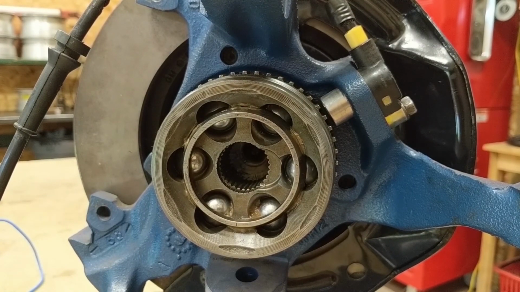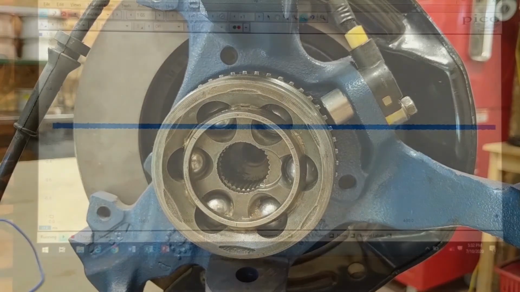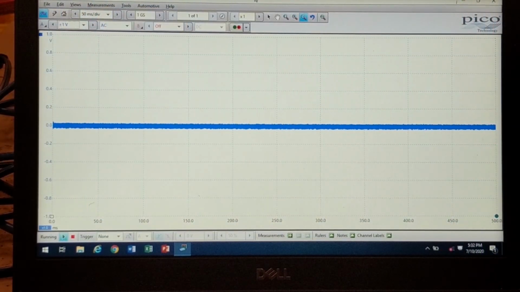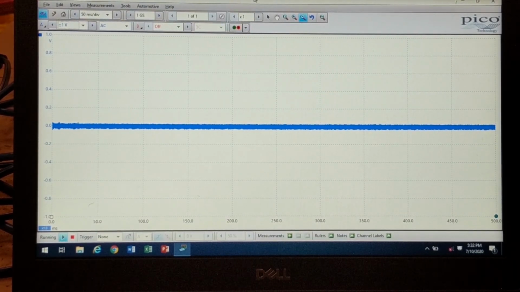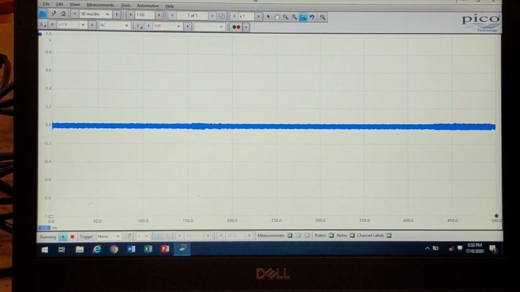The control module is going to receive this signal as an input and determine what is occurring at the wheel. Let's take a look at what the ABS module sees coming from this wheel speed sensor. The PicoScope is set up to read between positive 1 volt and negative 1 volt for our AC circuit on the AC generator coming from the wheel speed sensor. Now watch what happens as I rotate this wheel hub assembly and the waveform that is being outputted.